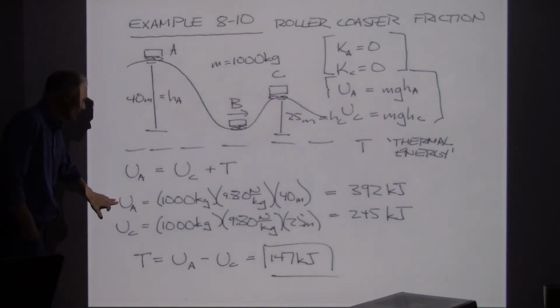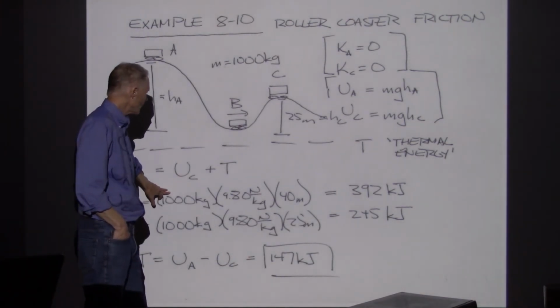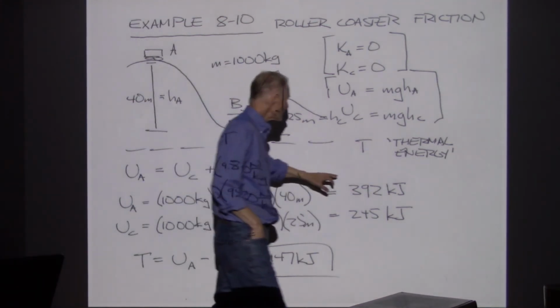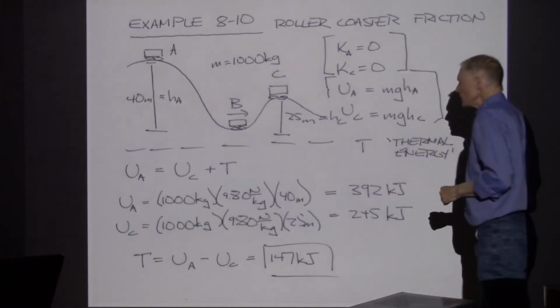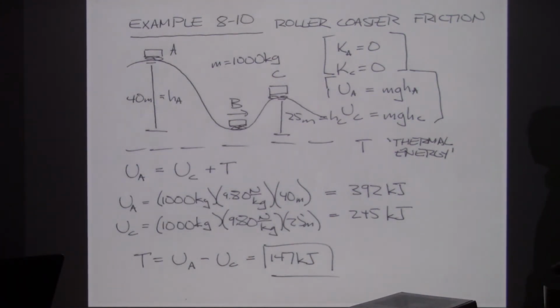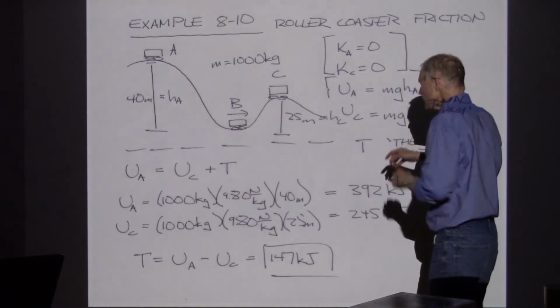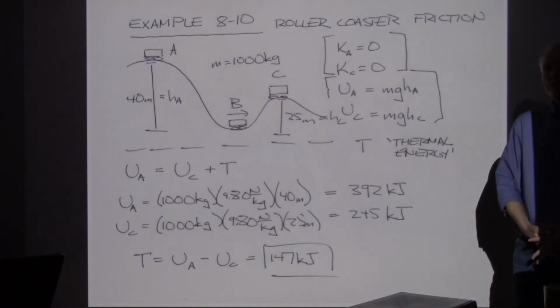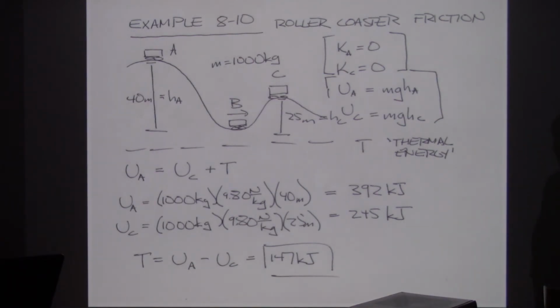So the potential energy at A, that's 1,000 kilograms of roller coaster, gravitational field of the Earth, 40 meters. We started off with 392,000 joules. So 392 kilojoules. At point C, we're only at a height of 25 meters. That's only 245,000 joules. So 245 kilojoules there.